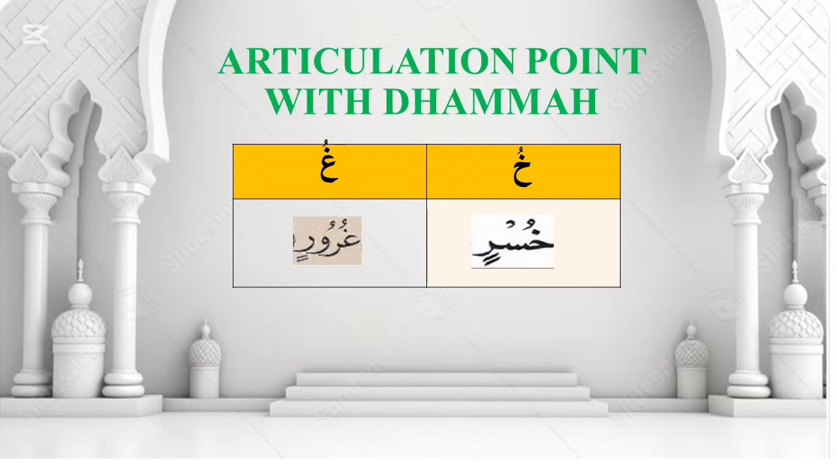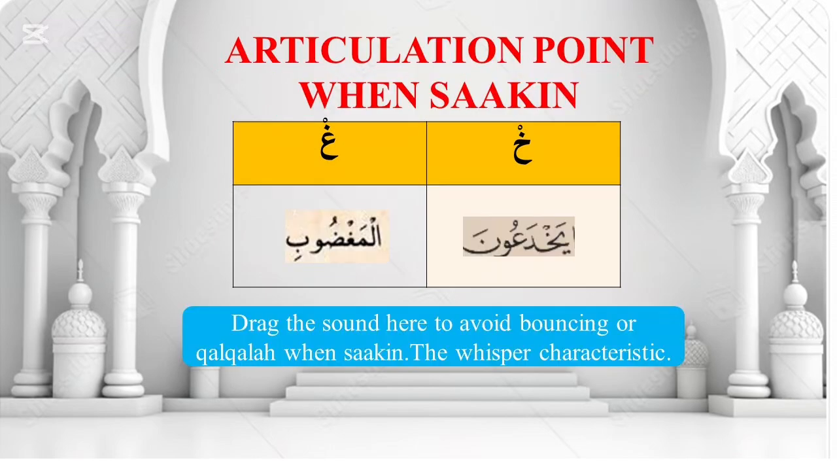With the Damma, the letter Kha sound is Khu, Khusrin, Ghu, Ghururin. And lastly, the second sound.